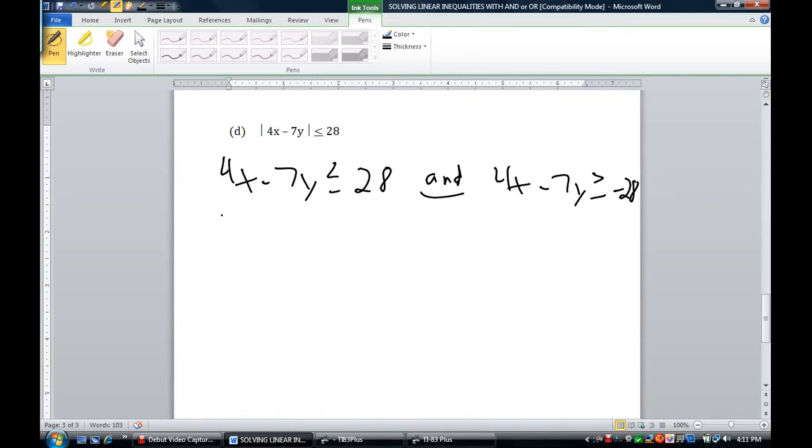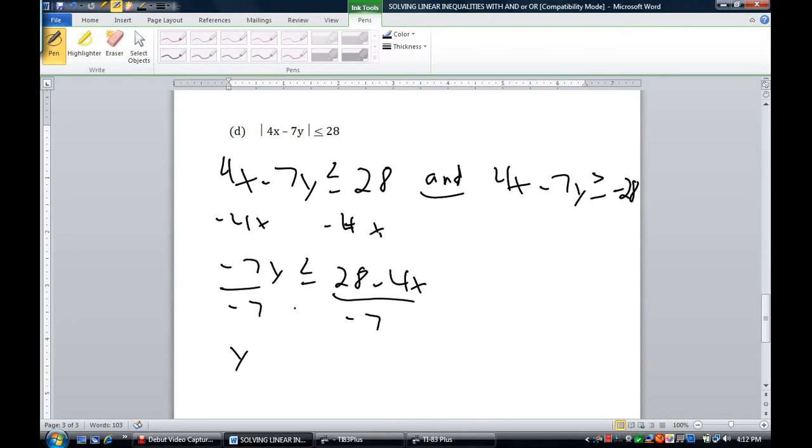So once again, I'm going to solve for y. So I'm going to subtract 4x from both sides. And we get negative 7y less than or equal to 28 minus 4x. Divide both sides by negative 7. And when we divide by a negative number, we reverse the direction of the inequality sign. So it becomes y greater than or equal to 28 minus 4x divided by negative 7. When I type it in the calculator, I'm going to use parentheses around the numerator.